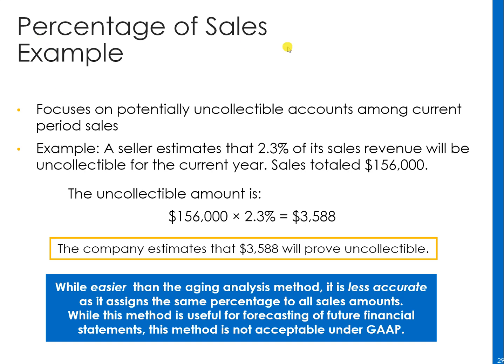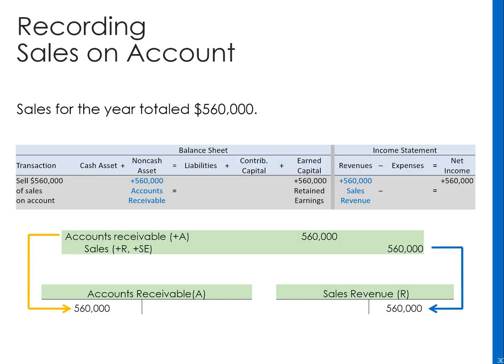Another method is the percentage of sales method. The uncollectible amount will be calculated as a percentage of current credit sales. For example, if we apply 2.3% on current credit sales, we're going to have $3,588 recorded as bad debt expense. At the same time, we increase the allowance for bad debt account.